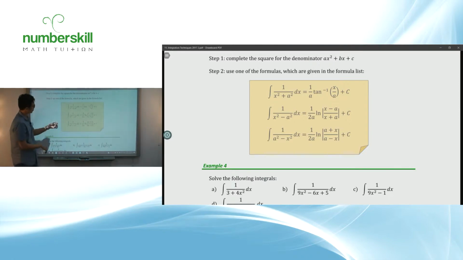All right, so this is tangent inverse. You are probably quite familiar with this because you learned the differentiation version. Except that in differentiation, you don't really care about the 1/a thing, right? But yeah, that's the integration version.